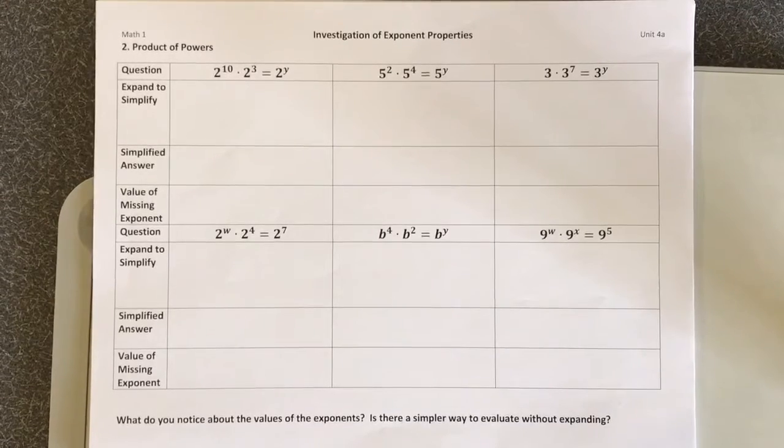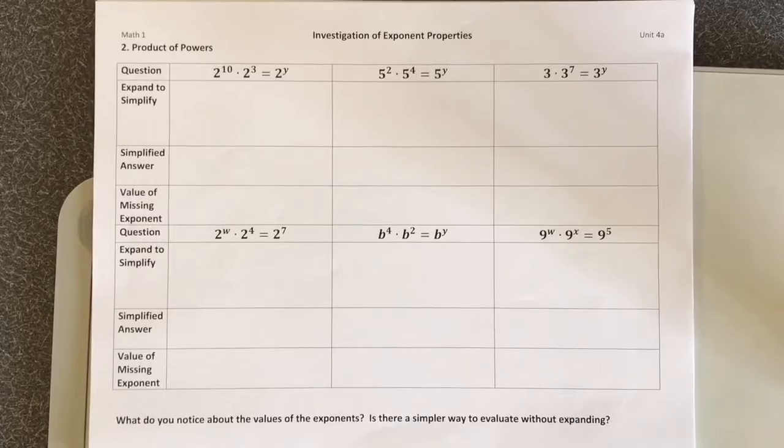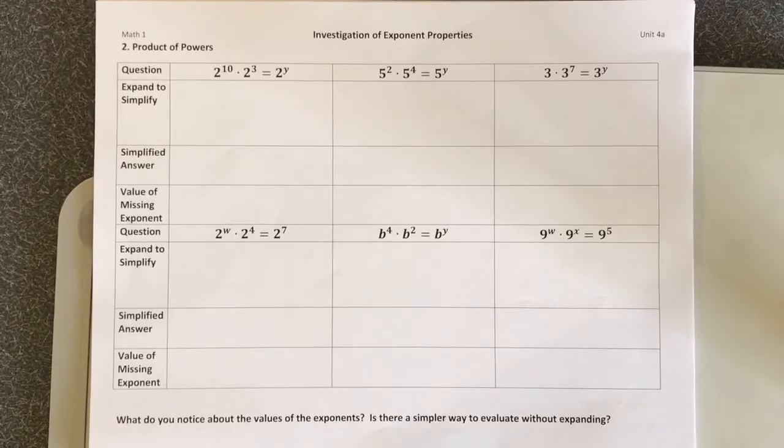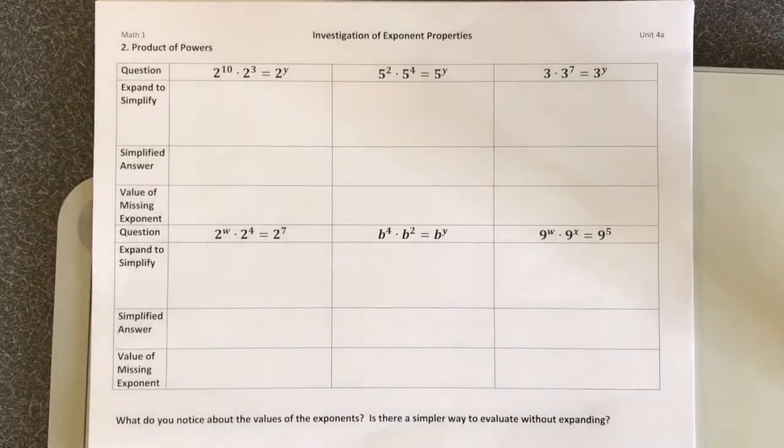So the property that we're going to learn about in this investigation is the product of powers. So I have 2 to the 10th power times 2 to the 3rd power. And I need to figure out, whenever I multiply these two, what my new exponent is going to be. So the first thing I'm going to do is expand it out.